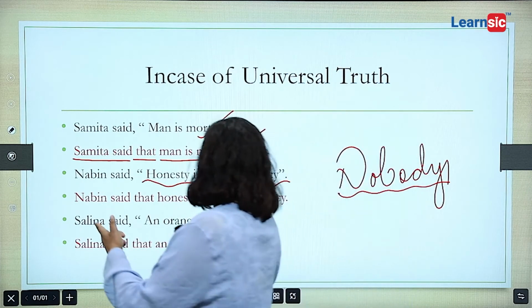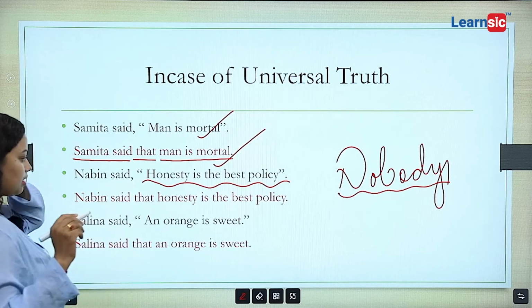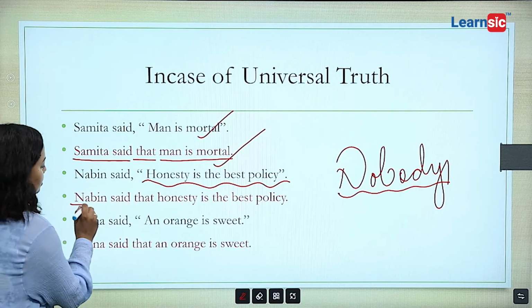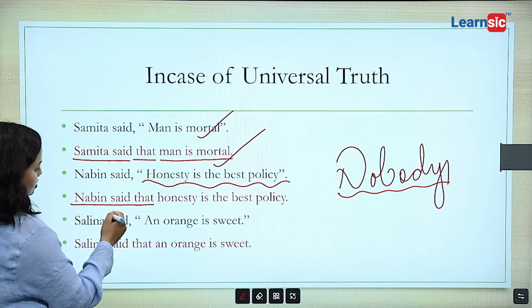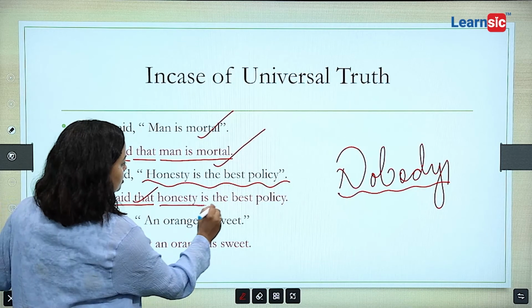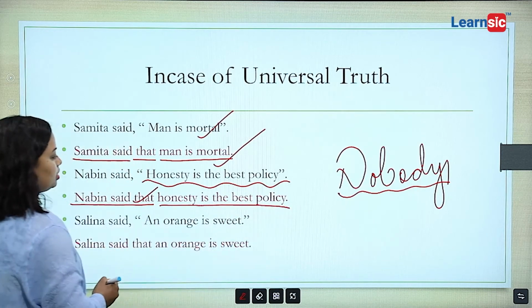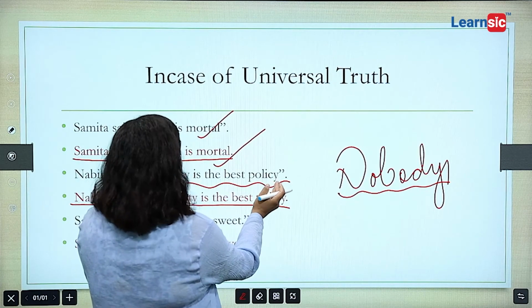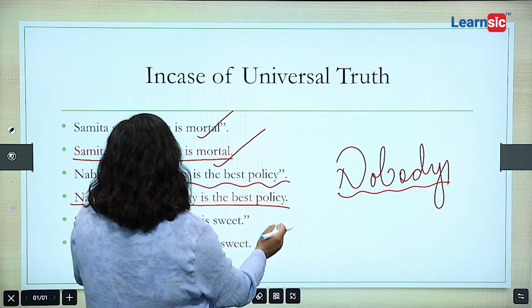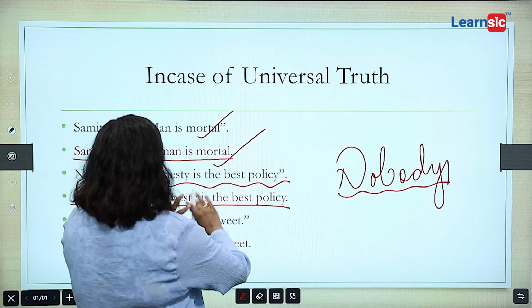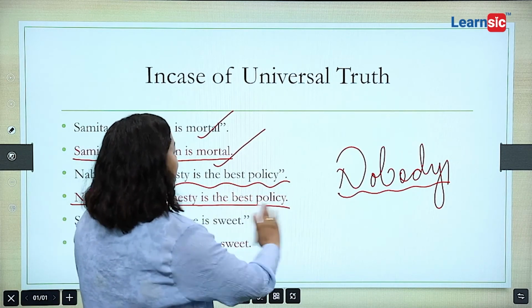Now when we narrate this, or let's say when we put this into indirect, Navin said that as it is, that does the merging work. Honesty is the best policy. Okay, we just brought our sentence out from these inverted commas, or let's say quotes. It is made out of quotes.